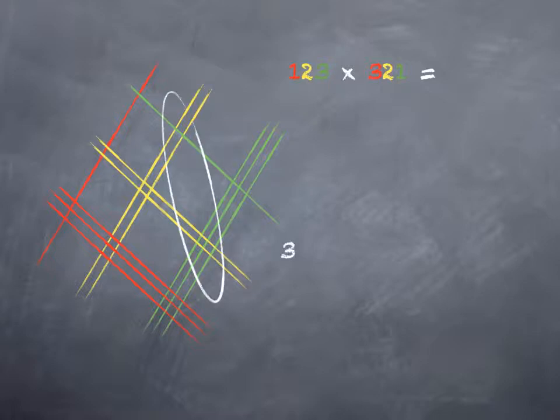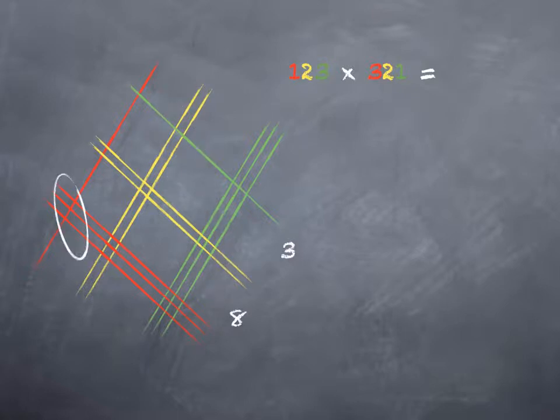Next up, I have yellow intersecting green, which means I'm getting 10s and 1s. So out of that, I'm going to get 10s. If I count up those intersections, there are 8. So 8 goes in the 10s place. On the left, I get 3 intersections, but that's hundreds and hundreds, which gives me 10,000s. So 3 goes in the 10,000s place.